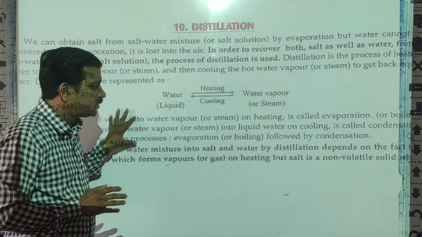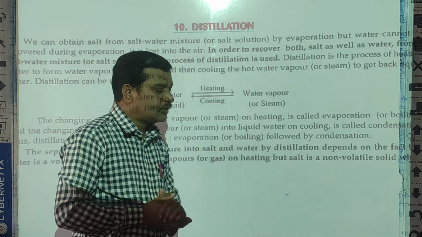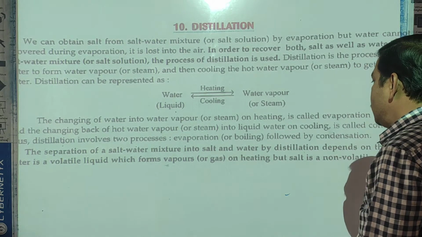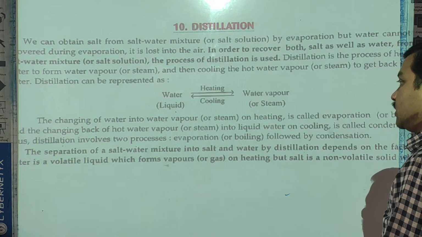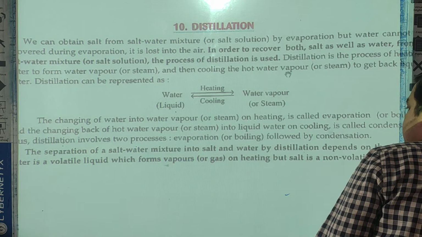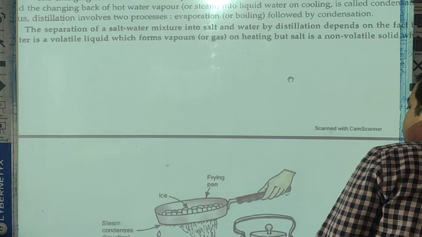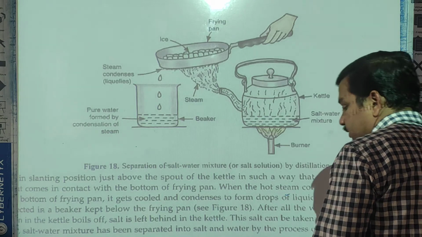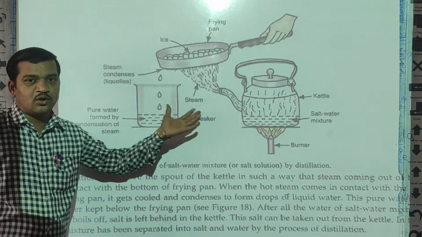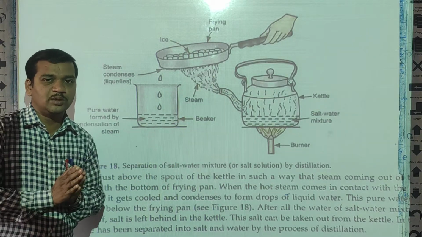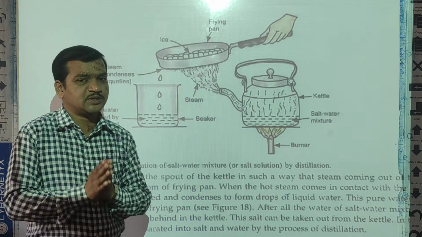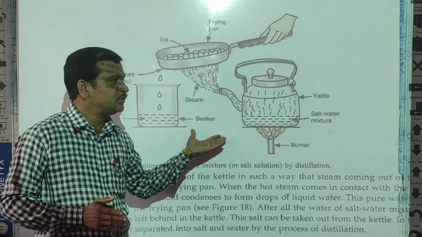Okay students, the same thing we'll see with the help of an example. So how do we define the distillation process? During the distillation process, evaporation is followed by condensation. So both processes take place during distillation. How this process takes place, we are going to see now.